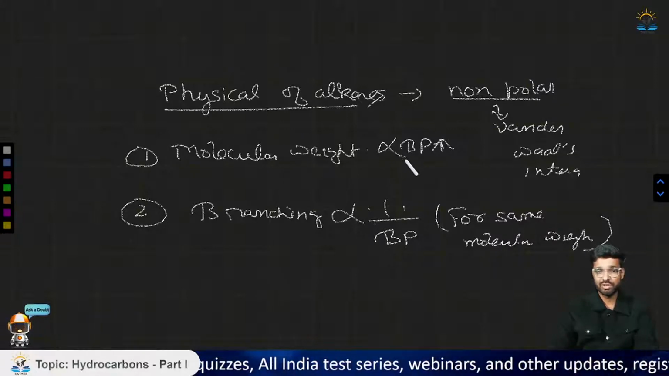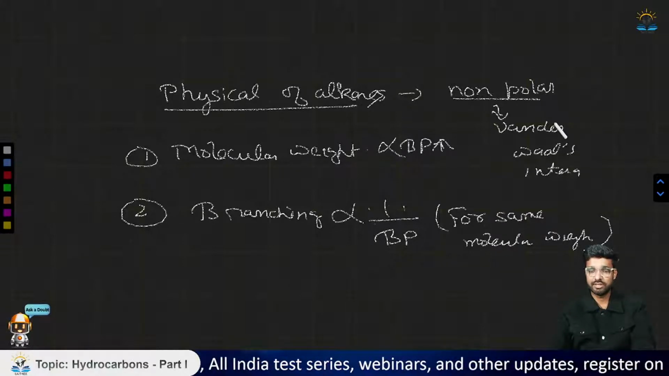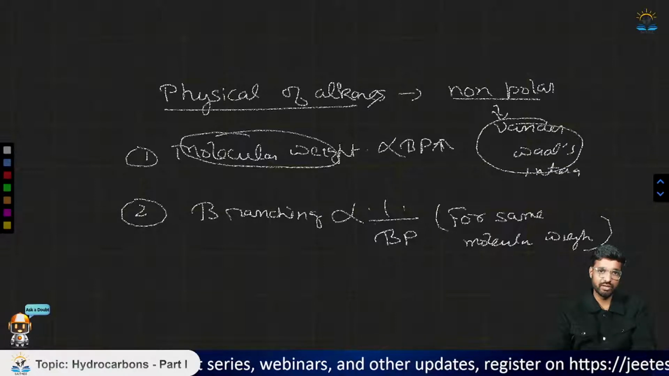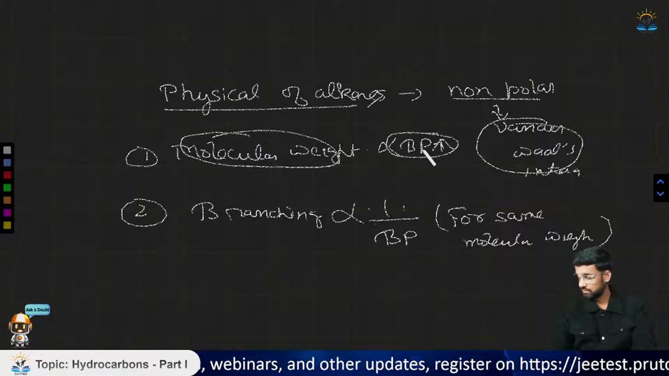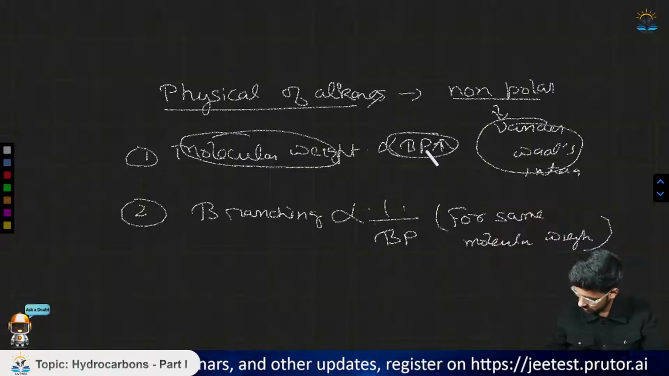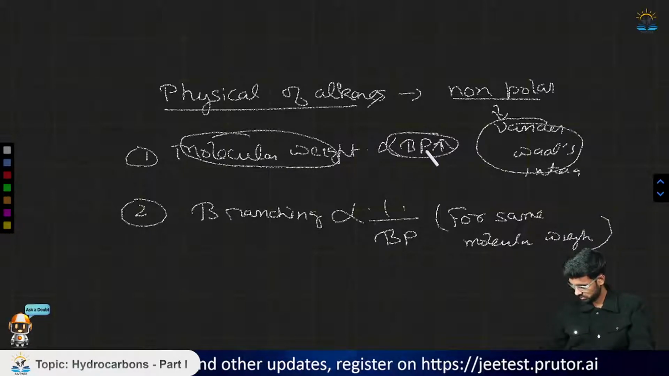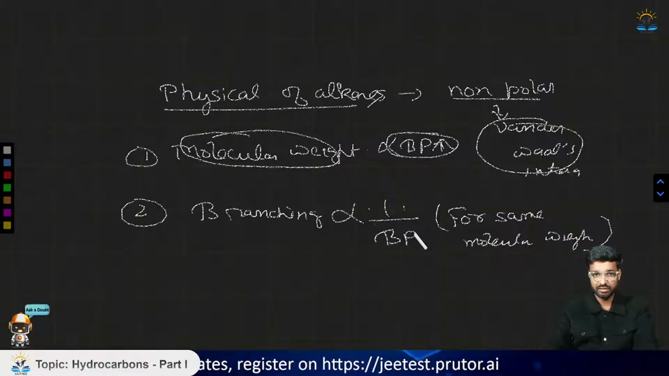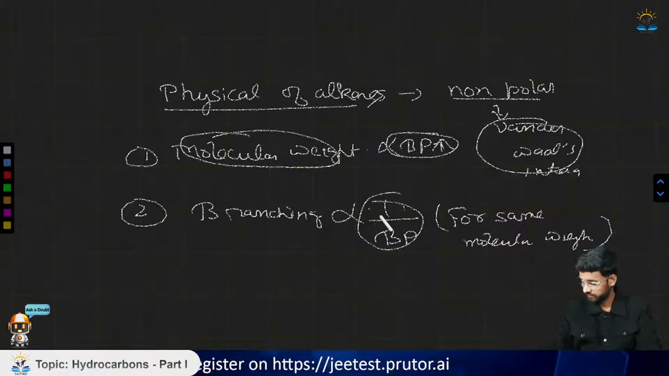So as long as the molecule is non-polar, we will just consider the van der Waals interaction. The one which has the greater molecular weight will have the higher boiling point. And second, as the branching increases, the boiling point decreases.